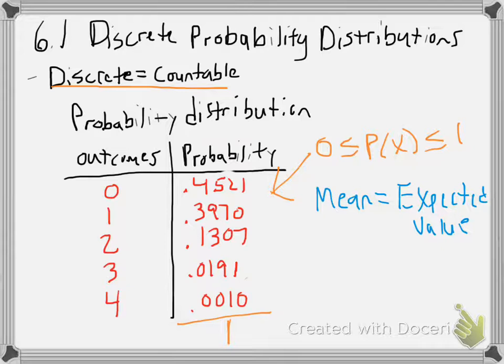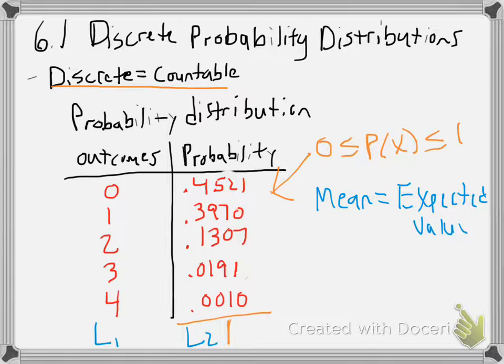So we did, the mean is 0 times 0.4521 plus 1 times 0.3970 plus 2 times 0.1307, and so on and so forth until you have multiplied all the probabilities with their outcomes and then added them all up. The standard deviation we learned to do in the calculator, and I just want to remind you, when you do this, you want to put all your outcomes in list 1, and then all your probabilities in list 2.